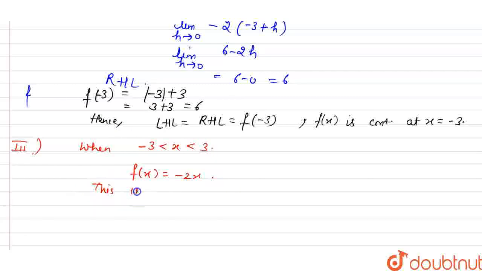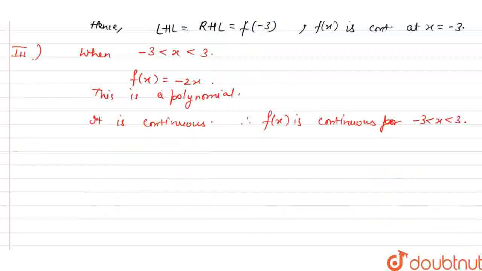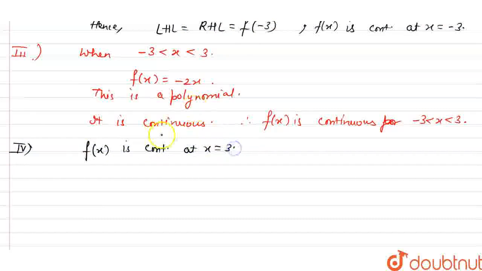This is a polynomial, which means the function is continuous. Therefore f(x) is continuous for -3 less than x and x less than 3. Now we have to check our fourth case, that is whether f(x) is continuous at x equal to 3.